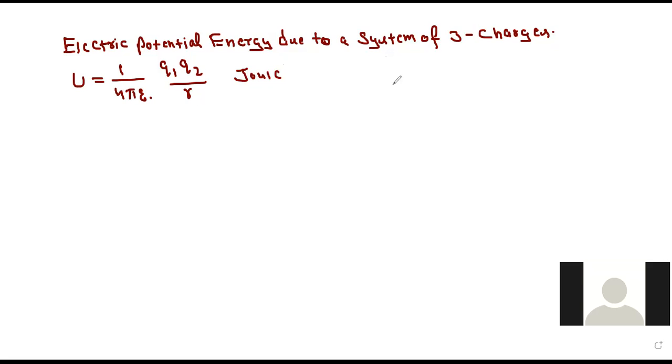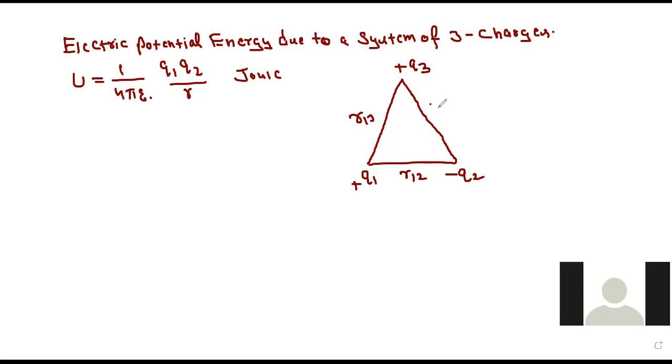So let me take three charges which are placed at the three vertices of a triangle. The first charge is plus Q1, this is minus Q2, and this is plus Q3. Three charges placed at three corners of the triangle. The distance between charges 1 and 2, let me take it as R12, and it is R13 and R23. So find the total electric potential energy of this system of three charges.